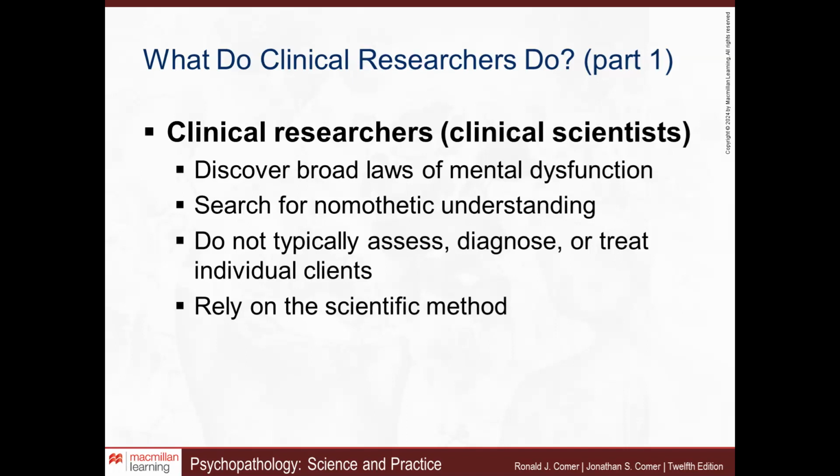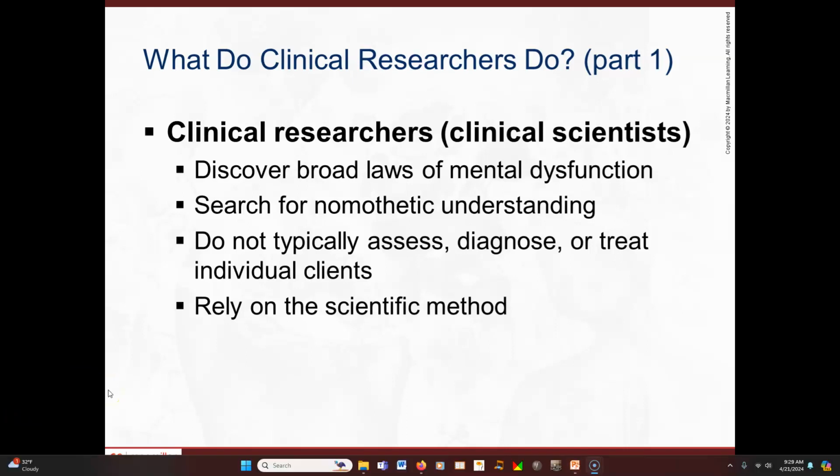In this part, we will discuss the different types of clinical researchers and what they do. They discover broad laws of mental dysfunction. They search for nomothetic understanding. Nomothetic just means general. They don't typically assess, diagnose, or treat individual clients, and they rely on the scientific method.